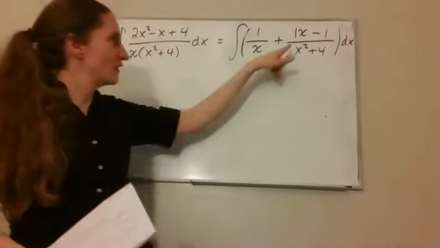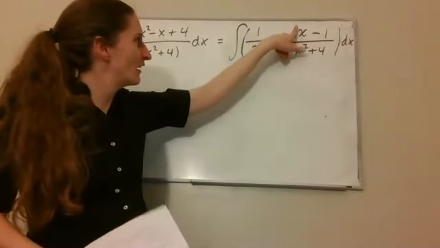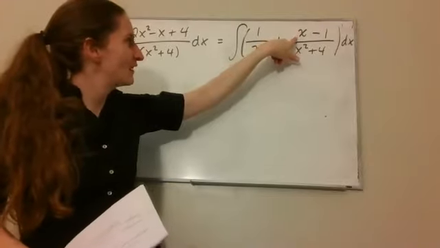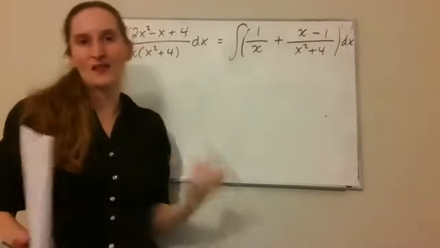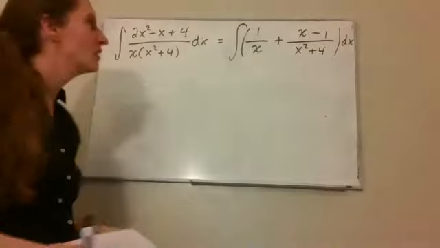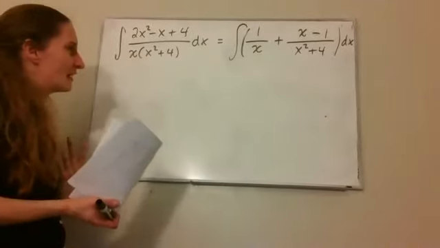Now I know it looks a little silly having a 1x there. I'm going to go ahead and erase that one. I was just emphasizing that it was my bx plus c. It's just my b happens to be 1. Now how do we integrate this?